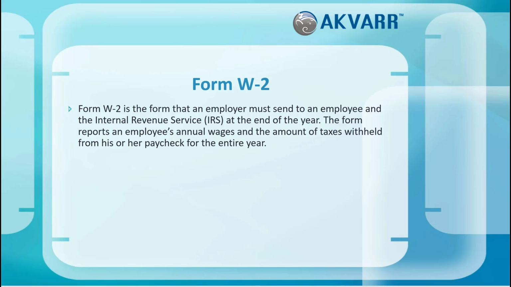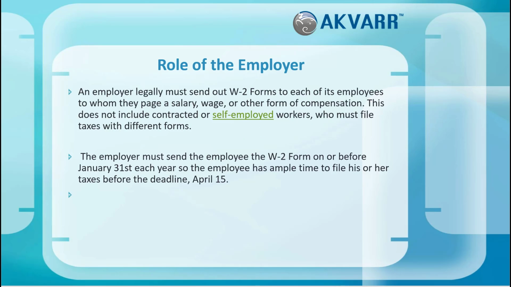Now let's look at the role of the employer. An employer must legally send out W-2 forms to each of its employees to whom they pay a salary, wage, or any other form of compensation. This does not include contracted or self-employed workers, who must file taxes with different forms. For example, a contracted worker might file a 1099 form, but for a full-time or part-time employee, the employer has to provide a W-2 form.